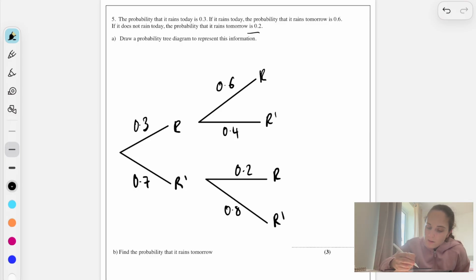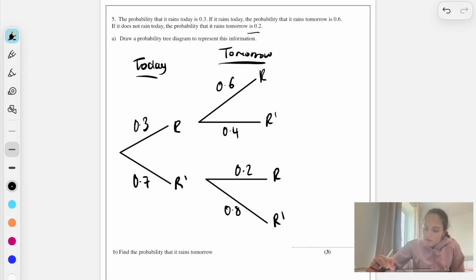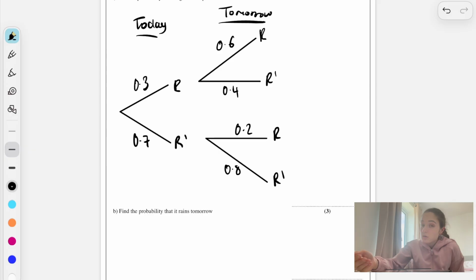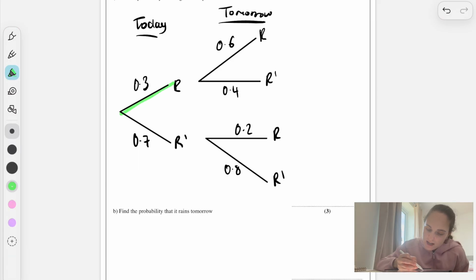And I'm just going to write down my labels for the events. So my events are going to be today, and we have tomorrow. So then it says, find the probability that it rains tomorrow. So we can either have it rain today and rain tomorrow, or not rain today and rain tomorrow.